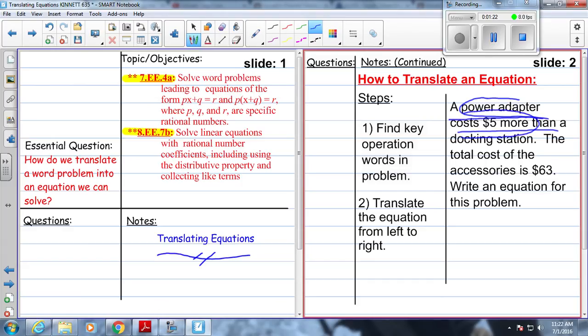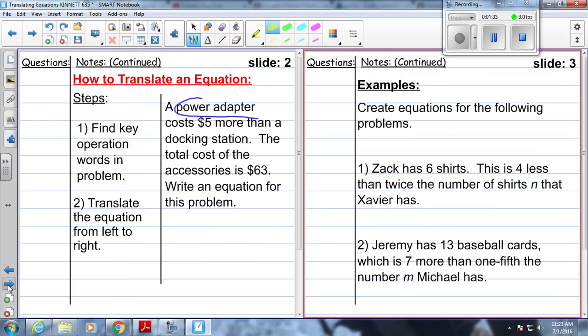Okay, whoa, that was some funny lines right there. It's always great when your smartboard messes with you. So we have 5 more on that docking station. So I'm going to click one page forward to help with my funny smartboard right now.